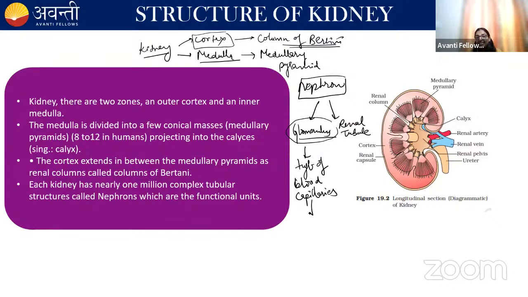And these capillaries are formed by the afferent arteriole. Remember this. This tuft of blood capillaries is formed by the afferent arteriole. And this glomerulus is enclosed in a Bowman capsule. The renal tubule consists of Bowman capsule, PCT, DCT, and loop of Henle. These are the parts of the renal tubule.